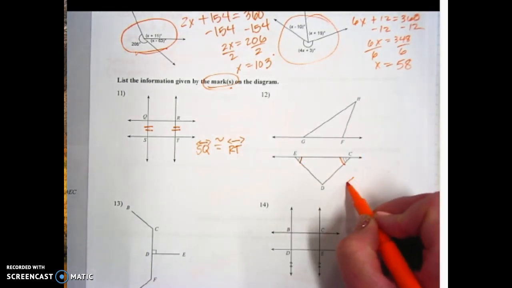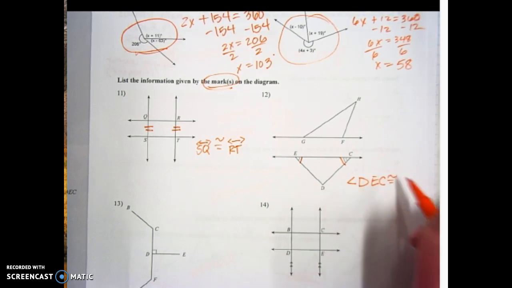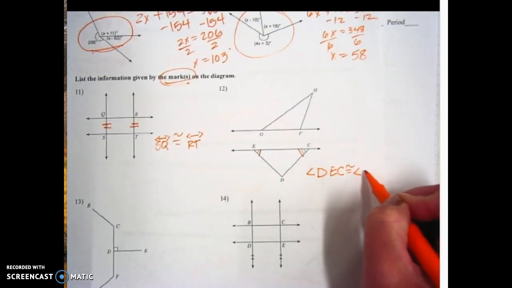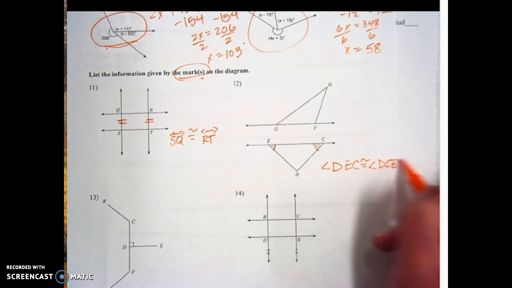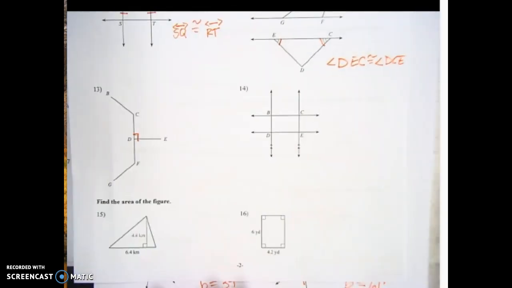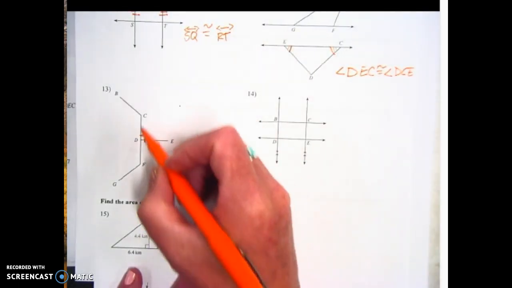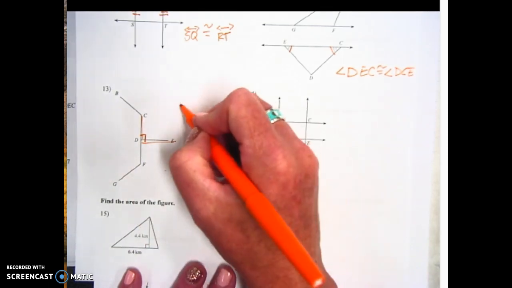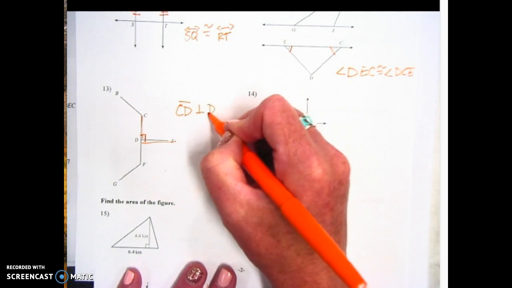So you want to say that angle DEC is congruent to angle DCE. Right? Jumping down to 13, the only mark you've got there is this little box, which means they're perpendicular or they're 90 degrees. So we're going to want to say that angle, well, let's do this segment perpendicular. That's it. So we'll say segment CD is perpendicular to segment DE.